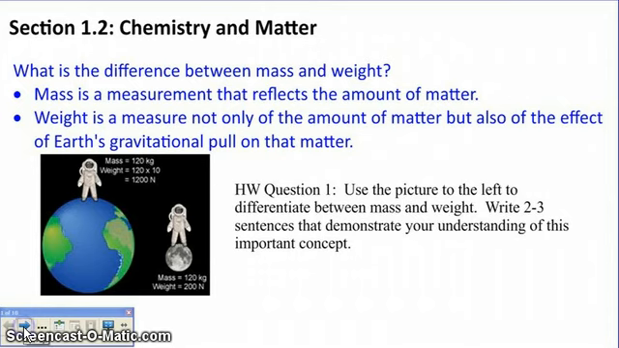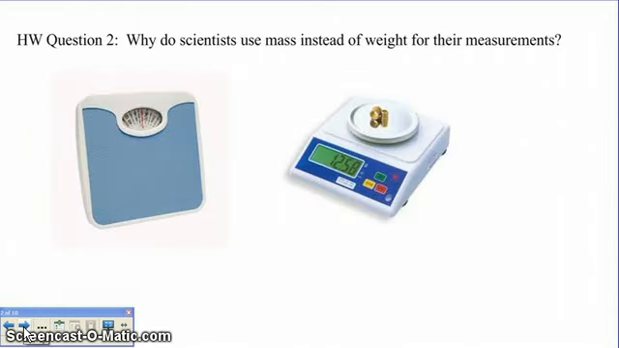And moving right along, we have homework question number 2. Why do scientists use mass instead of weight for their measurements? So you want to think about why that might possibly be the case. Also here I want to talk about the difference between these two instruments.